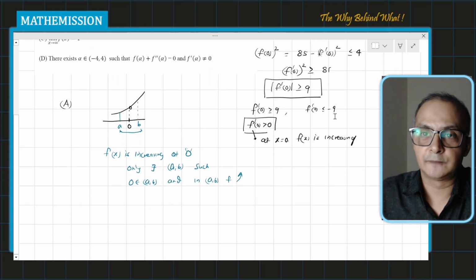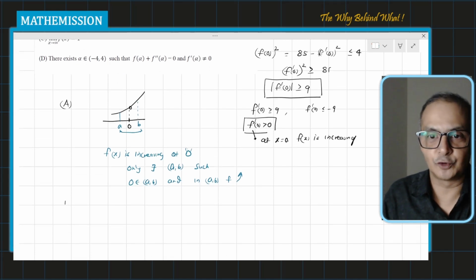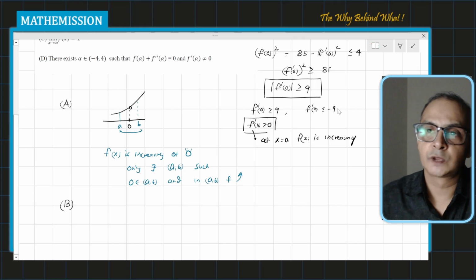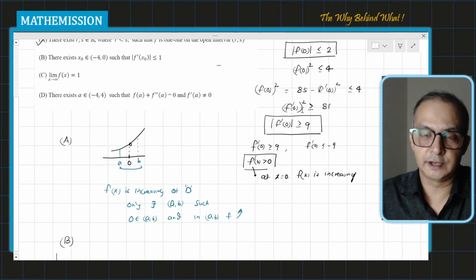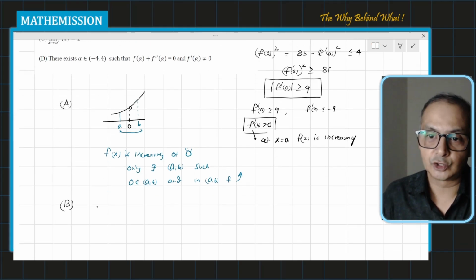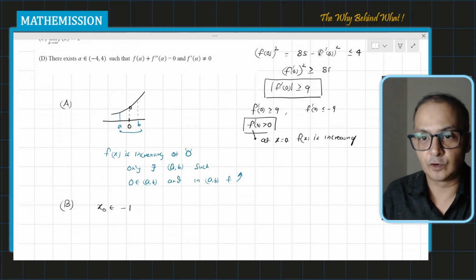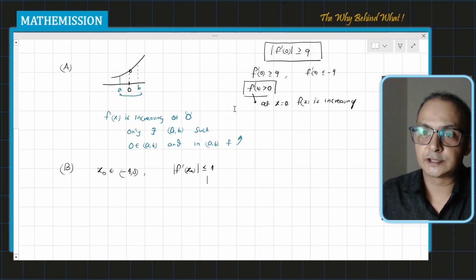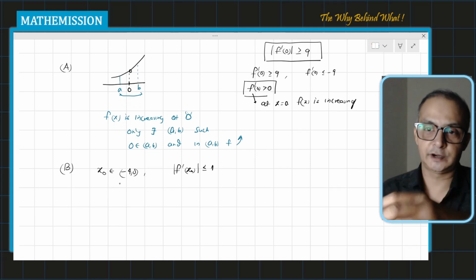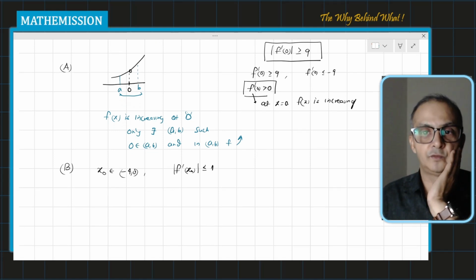Let's go forward to statement B. Statement B tells that there exists x naught belonging to (-4, 0) such that the modulus of f'(x naught) is less than or equal to 1. So x naught belongs to (-4, 0) and I have the magnitude of f'(x naught) less than or equal to 1. So this is the condition I have. There is such an x naught existing between -4 and 0.